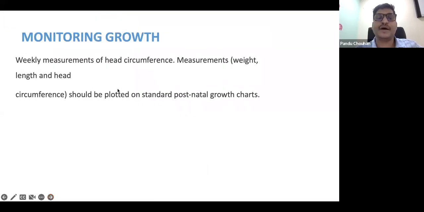Growth should be monitored at least once weekly, including head circumference, weight and length. It should be plotted on the postnatal growth chart. Also, if there is inadequate weight gain, which should be at least 10 to 20 gram per kg per day in neonates when the child is on TPN, look for complications and also increase the caloric requirement.